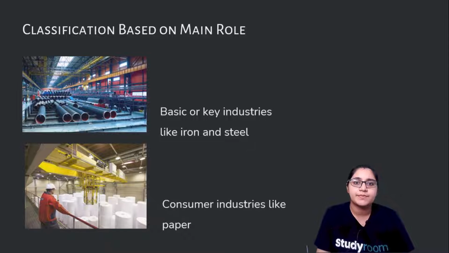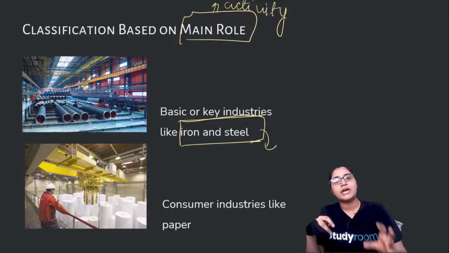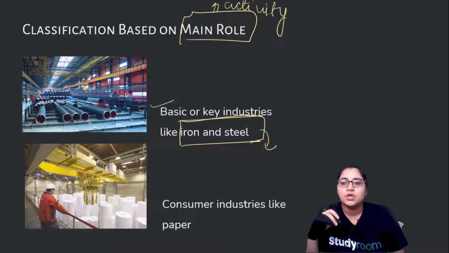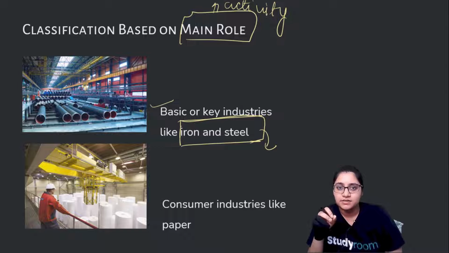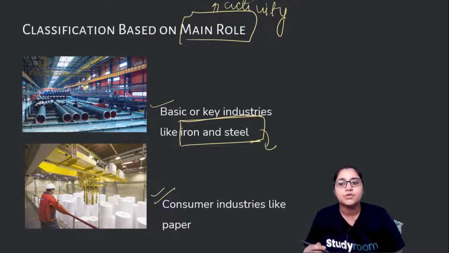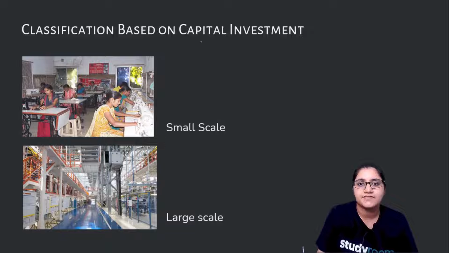Then the classification based on their main role, what activity they perform. Basic or key industries like iron and steel, because iron and steel forms the basis of all other industry, because all other industry would need iron and steel as a raw material. So that is why they are called basic industries. There is a certain definition attached to it, that is, they supply their product as raw materials to manufacture other goods. All right. And consumer industries are like what we get as a final product. So consumer industries are those industries that produce goods for direct use by customers, like paper, toothpaste, sewing machines, fans, etc.